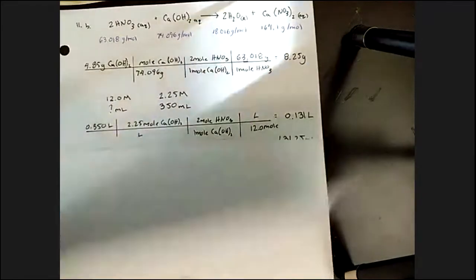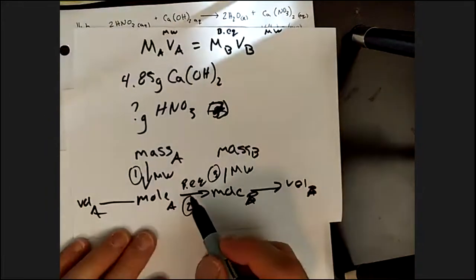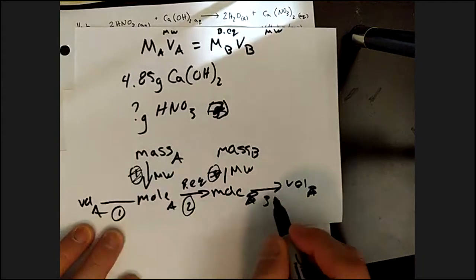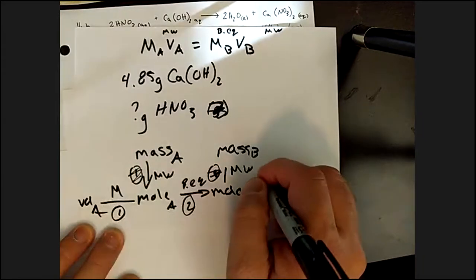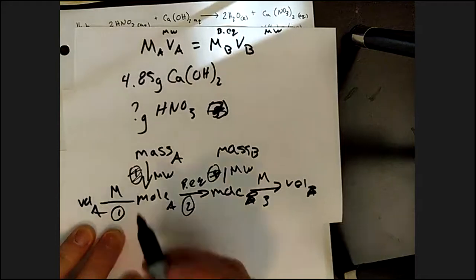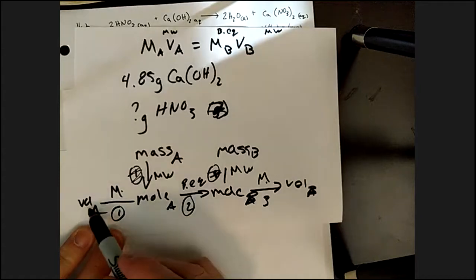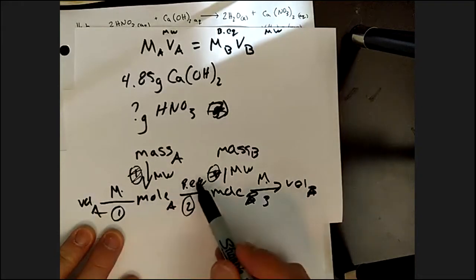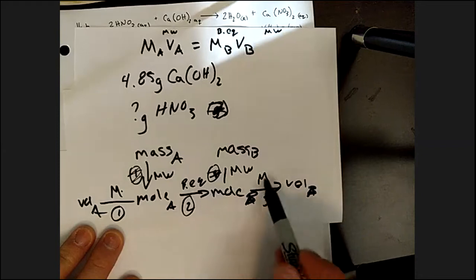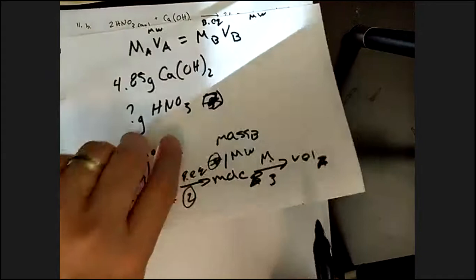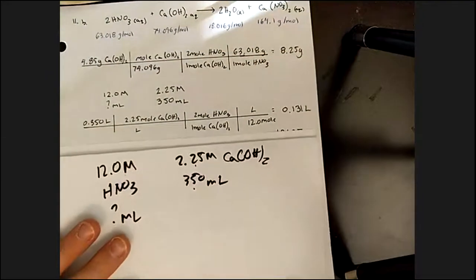So this goes back to, in this setup here, now we have the molarity, which is what we would need to be given. So our step 1 is going to involve the molarity, then the balanced equation is step 2, and then the molarity is going to be in step 3. And so that's what you're going to see in this problem here.